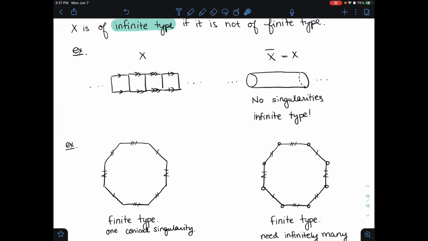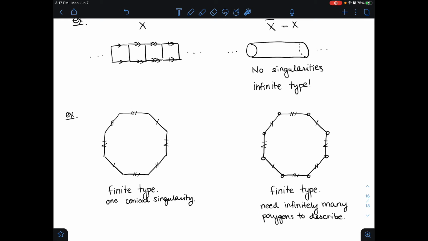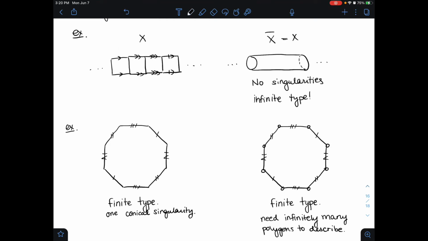Now I could think of a slightly different translation surface, which is the same as that, except I remove this point here. Okay, and then now to describe this translation surface in terms of polygons identified together, I would actually need infinitely many polygons just to get all the points as I approach that missing point. And so we see that finite type doesn't have to do with the number of polygons that you use either, because this surface is going to be a finite type. Why? Look at the metric completion. The metric completion is this surface over here, the octagon without any points removed. That is a compact closed surface. Its singularities are discrete. Okay, so this is a surface of finite type, even though we need infinitely many polygons to describe it.